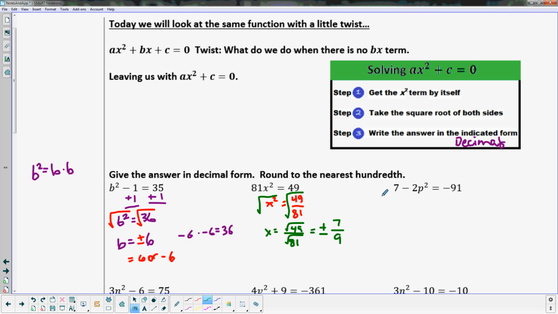On the next one, I have 7 minus 2p squared equals -91. So I would subtract 7 from both sides. And when I subtract 7, I get -98. And then I'm going to divide by -2.